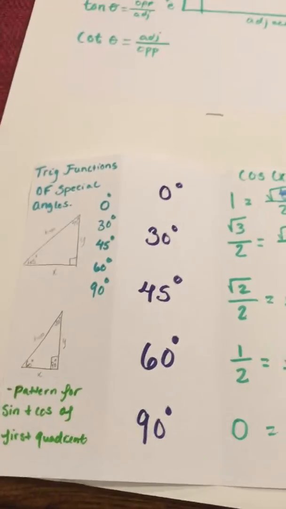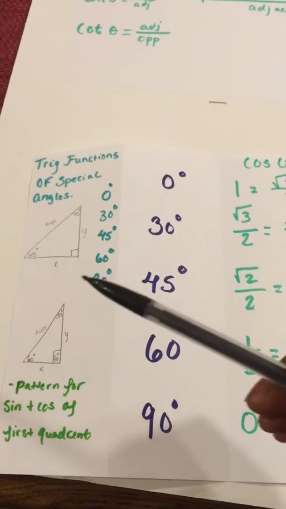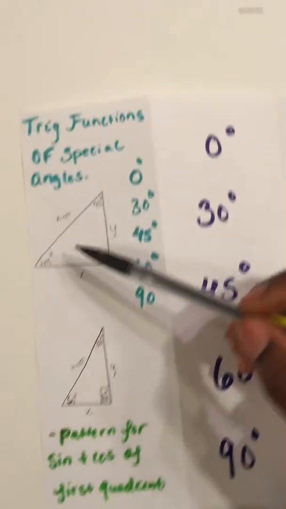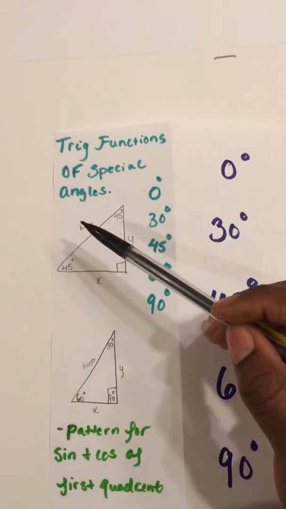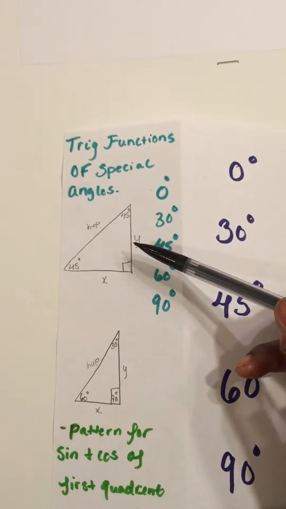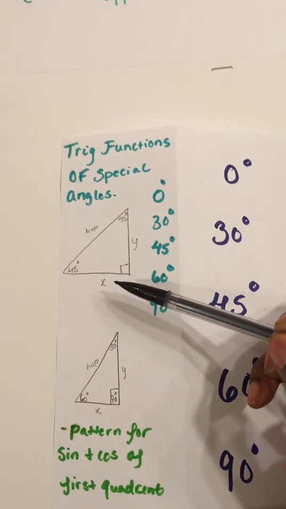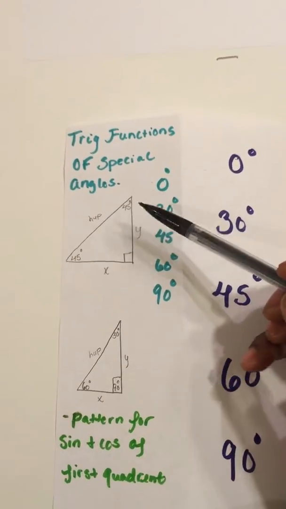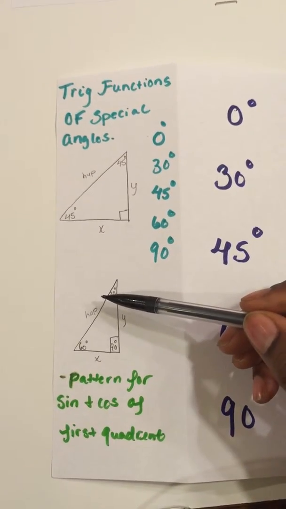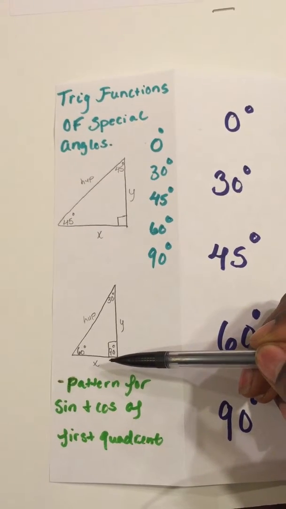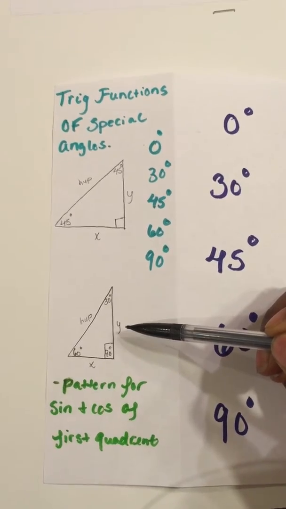Also, the objective for 5.3 includes trig functions of special angles. Here we have a 45, 45, 90 triangle, where these two angles are equal. The hypotenuse, the y, which is the opposite or adjacent depending on which angle you're defining, and the x, which is opposite or adjacent depending on the angle. And also a 30, 60, 90 triangle, which has the hypotenuse, the adjacent of a 60 degree, if that's what you're solving for, and the opposite of a 60 degree, if that's what you're solving for.